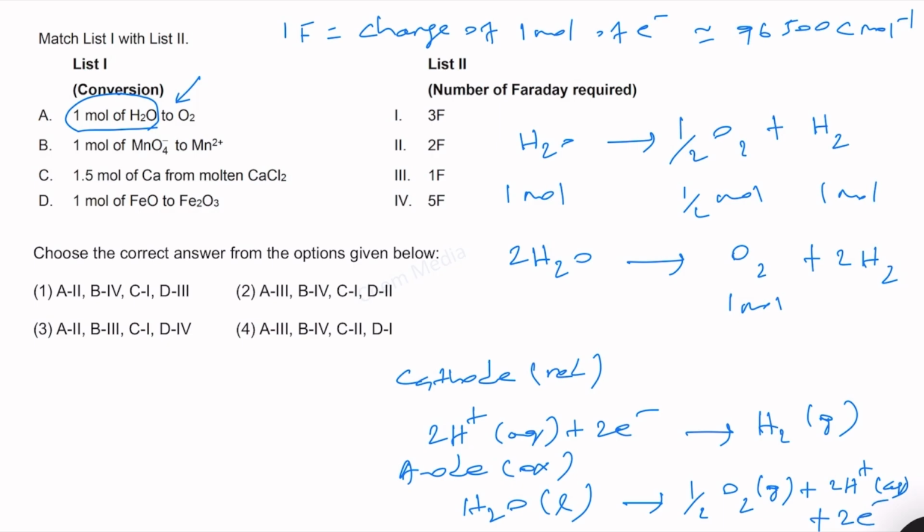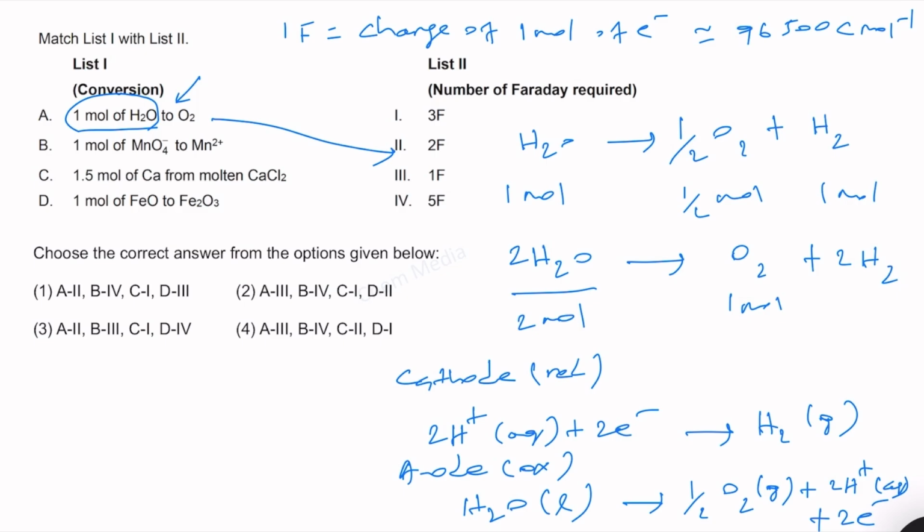That means 2 Faraday. If we are calculating as 4 Faraday, keep it in mind that you are calculating that value for 2 moles of water. For 1 mole of water, the charge required is 2 moles of electrons, and therefore 2F is the correct choice here. In the next case, 1 mole of MnO4 minus to Mn2 plus.